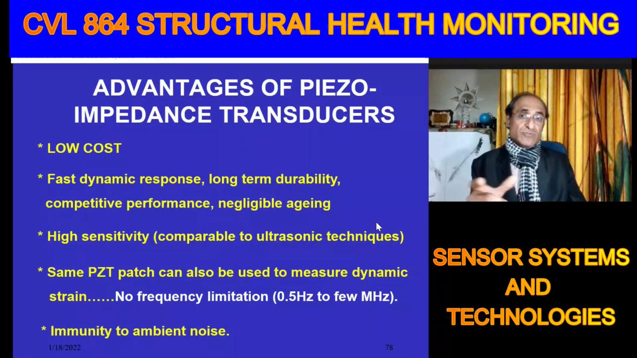This uses very high frequency in the kilohertz range, so that's why this technique is immune from ambient noise, because ambient noise is generally in the low frequency ranges, say 10 hertz, 20 hertz, maximum 50 hertz, or even the line frequency, which is 50 hertz. But the frequency which we measure from these electromechanical impedance transducers is of the order of kilohertz, 100 kilohertz or so. So that's why it's immune to noise.